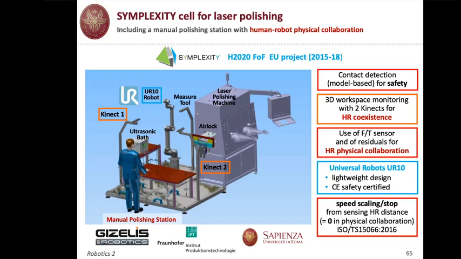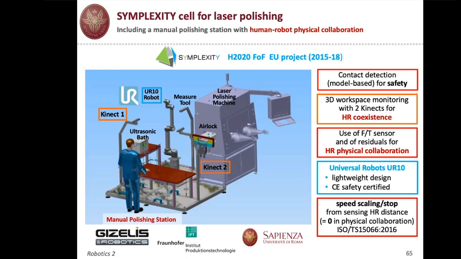Otherwise, it will hold the part and expose it to the human operator, and the human operator will do manual polishing or checking of things locally. Okay, and in this manual polishing, there will be a human-robot physical collaboration. Here we have used the Universal Robot UR10, which is also certified for safety, and we have also implemented coexistence. So we have two Kinects overlooking the monitoring area. And we have also mounted a force-torque sensor on the end effector of the robot.